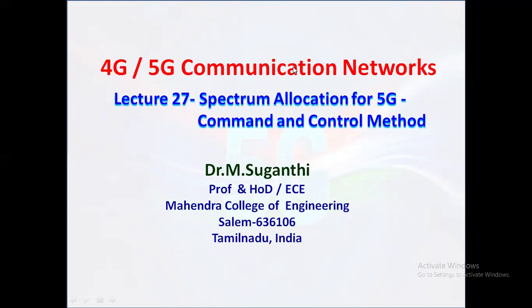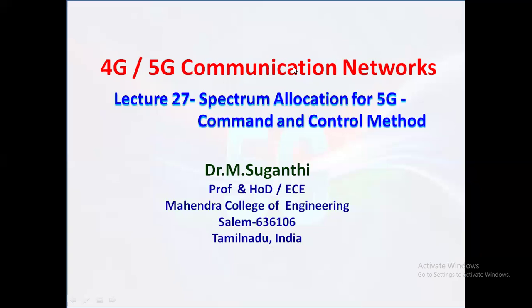In this lecture number 27, we will briefly discuss command and control methods used in spectrum allocation. The command and control method is a traditional approach to spectrum allocation which poses challenges for 5G deployment. It involves dividing the spectrum into fixed bands assigned to specific services, ensuring exclusive use without interference. However, this method lacks flexibility, making it difficult to adapt to the dynamic needs of 5G networks.